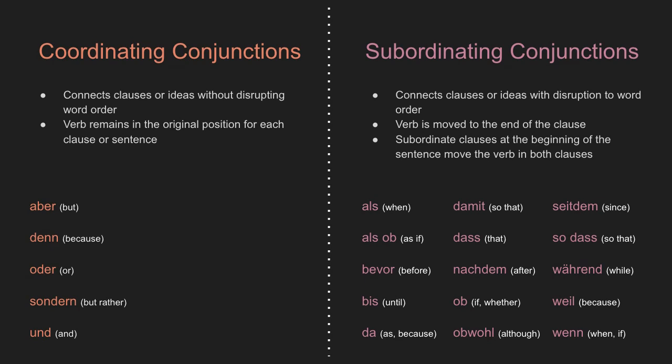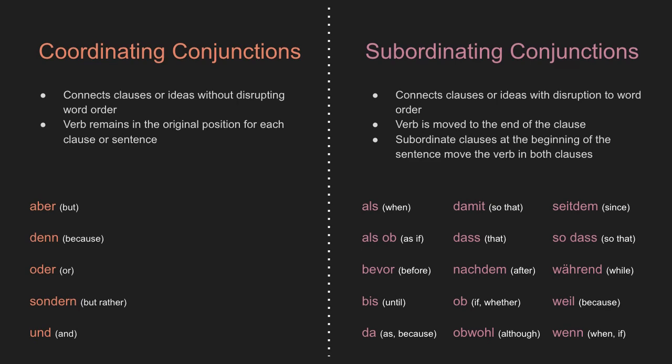And we've also had some subordinating conjunctions. And the subordinating conjunctions are conjunctions that connect clauses or ideas with disruption to word order. So the verb is moved to the end of the clause, and there are possibilities for subordinate clauses at the beginning of the sentence, and in this case the verb moves in both clauses. And we'll see some examples of that in the next few slides.